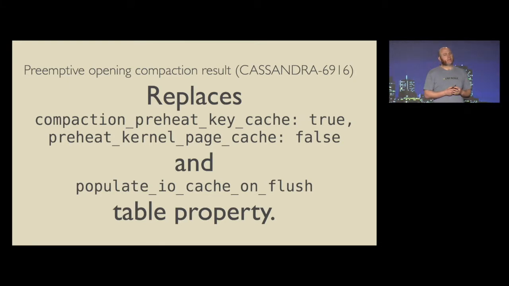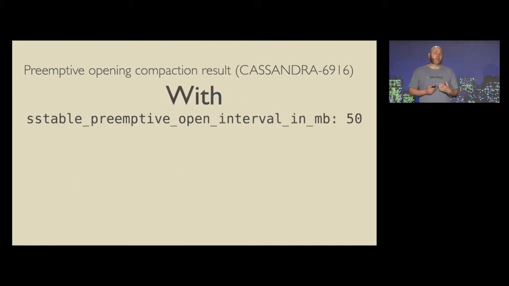Cassandra 6916 is magical, basically. It's awesome code. It replaces 3 settings that we had: compaction preheat key cache, preheat kernel page cache, and populate IO cache on flush, which was a table-based property, with 1. This one setting is used to make it, as Jonathan was saying, a smooth transition from your reads against tables we're compacting onto reads of the result. So say we're compacting 4 100 meg files, we're making one 400 meg file, we want those reads to be nice and hot in between those two.